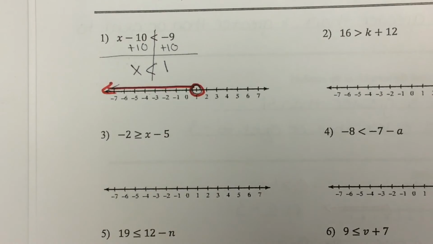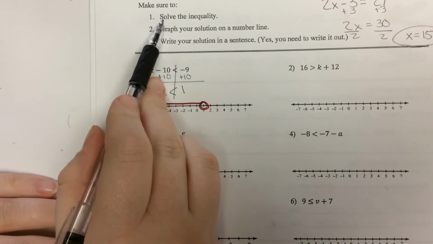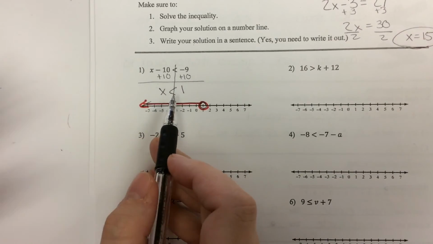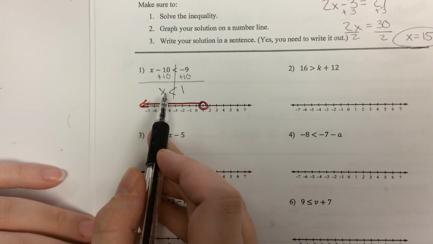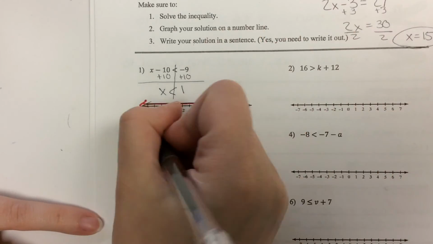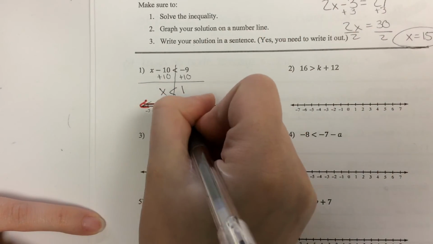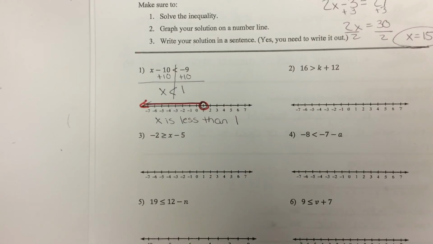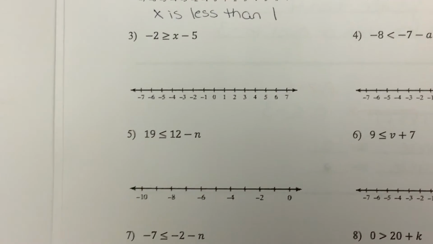Okay, so we solved, we graphed, and now we need to write it as a sentence. We just said it though, probably a couple times already. X is less than 1. Yes, you do need to write it out. Okay, that's it, all done. Let's go down with the odds here.